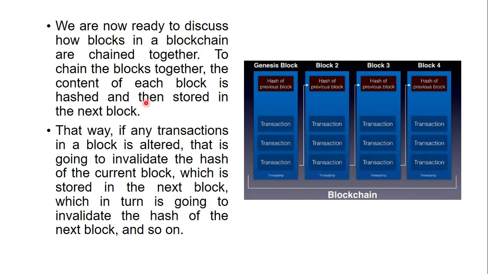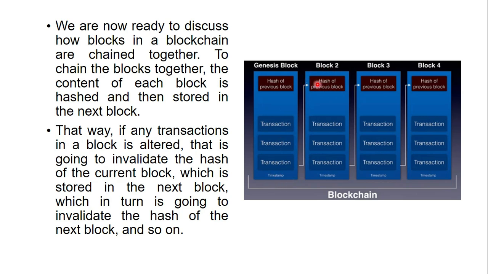Now, we are ready to discuss how blocks in the blockchain are chained together, because we already know what a hash is and how it is generated. To chain the blocks together, the content of each block is hashed and then stored in the next block. I have already explained in the previous video that we have different transactions, and we are creating a block of that, and with that we also have the timestamp. Now, this block will give me some hash, and that hash will be stored in block 2.